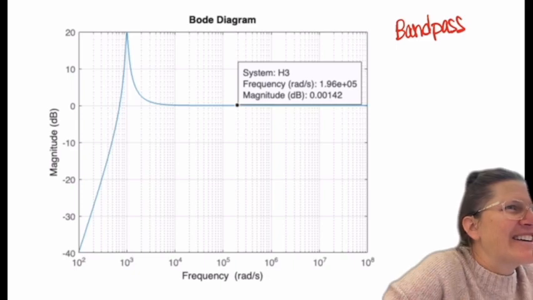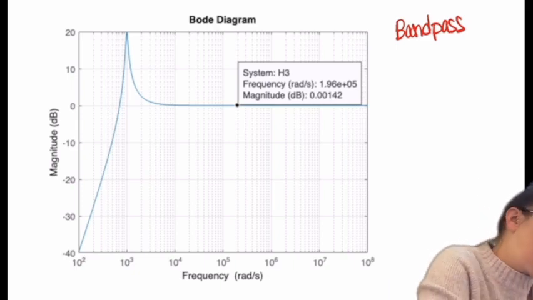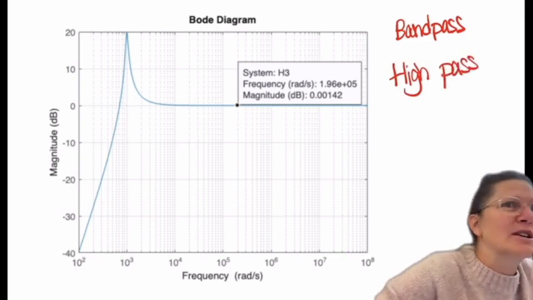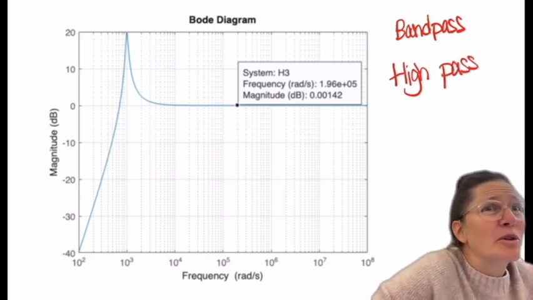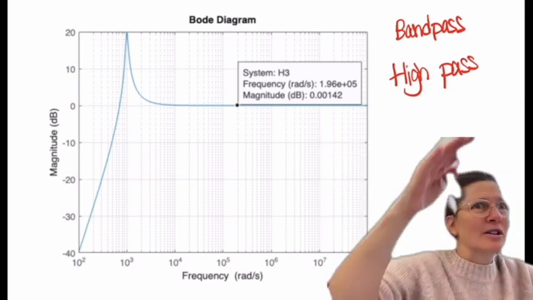Wait, no, it's not high pass. I mean, sorry. So I've heard two, high pass, bandpass. So how do you determine which one it is? It looks like both, right? It's the form, looks like both.